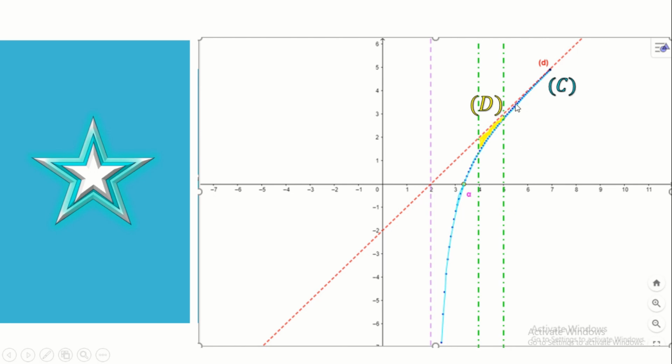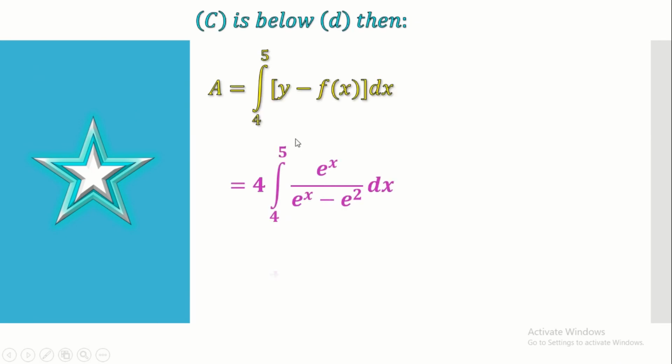If you note something here, we have the curve C, we have proved it is below D, below the straight line D. Now we can say that the area of this limited region is equal to the integral from 4 to 5 of y minus f of x dx. We have calculated previously y minus f of x, which gave us 4 exponential x over exponential x minus e squared. Using the integral, we can write the constant 4 outside. So it will be 4 times the integral from 4 to 5 of exponential x over exponential x minus e squared dx. Note that we have just calculated this integral.